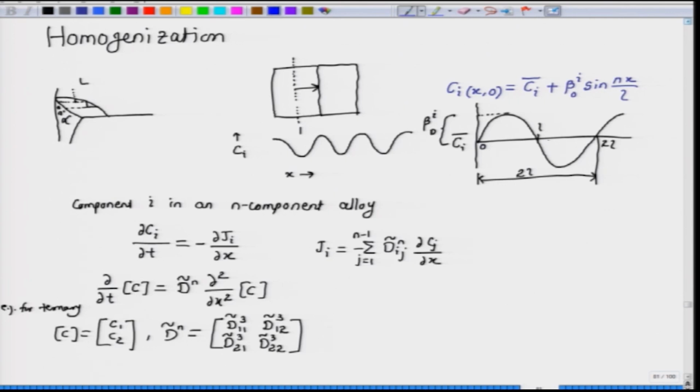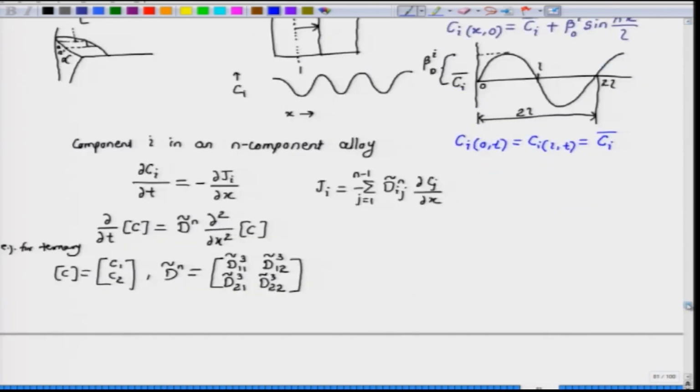since this is periodic boundary condition, we know at x equal to 0, x equal to L, x equal to 2L, and so on, the concentration will not change. It will be same as the average concentration Ci bar at any time t. So, Ci at x equal to 0 at any time t equal to Ci at x equal to L at any time t, and so on, should be equal to Ci bar.